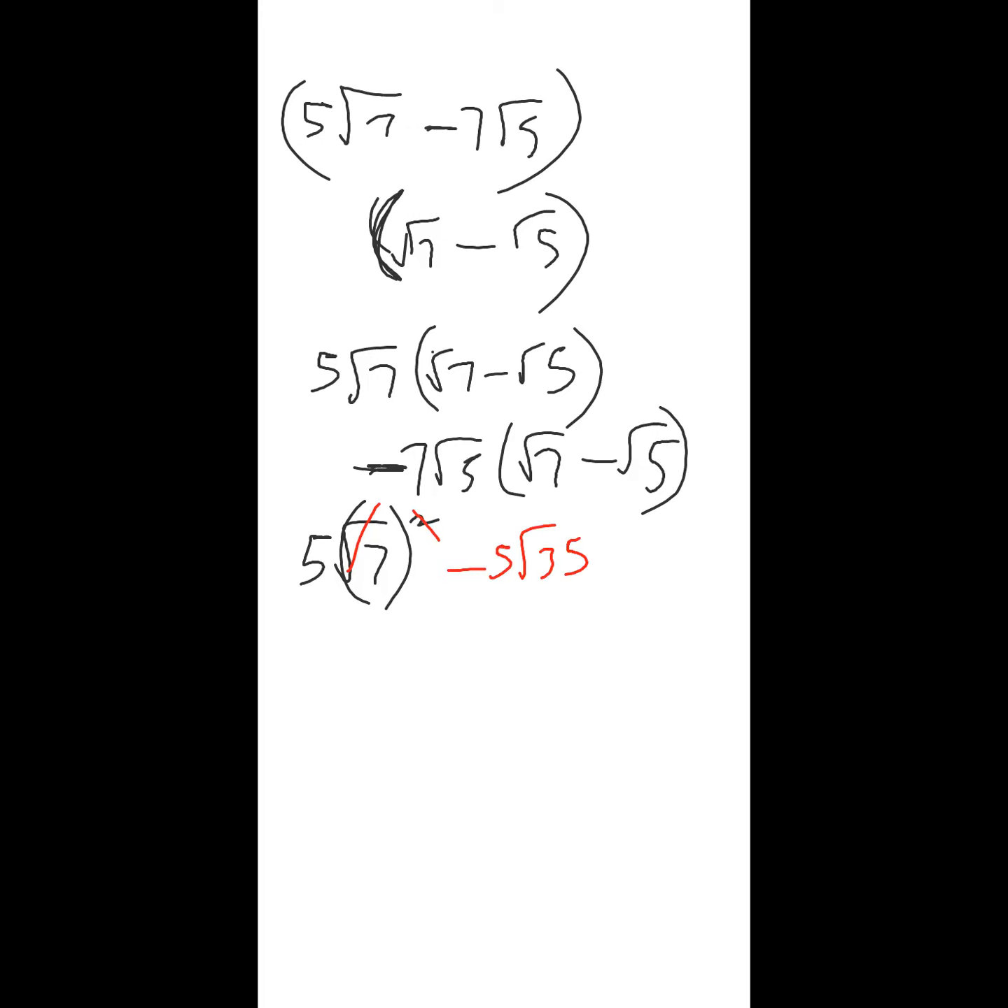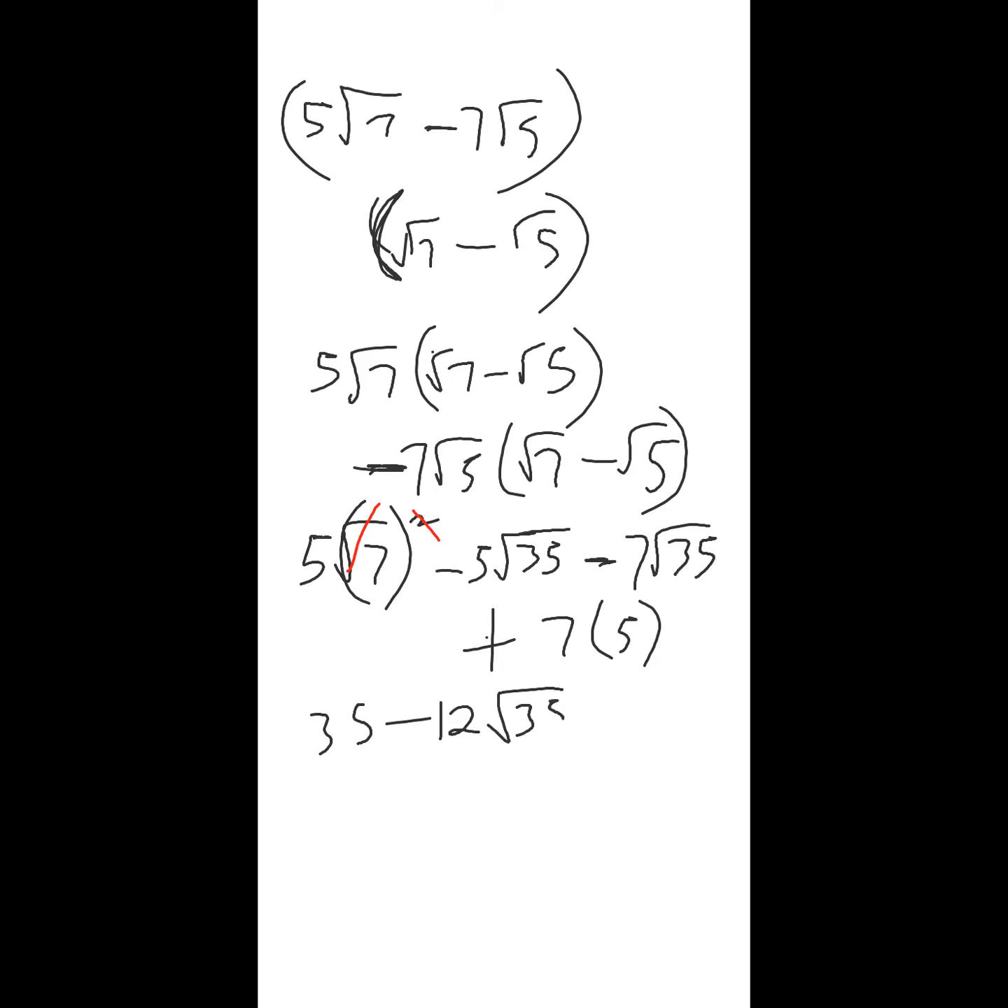I'm done with the first expansion. So this will give me minus 5 root 35, because root 7 times root 5 is root 35. Then I'm done with the first expression. Then minus 7 root 5 times root 7 will now give me minus 7 root 35. And then the last one, minus times minus is plus. So 7 root 5 times root 5 will give me 7 into 5. Root 5 squared, the square will cancel the square root. So I'm not showing all of that. So 5 times 7 will now give me 35, minus 5 root 35 minus 7 root 35 will give me 12 root 35.